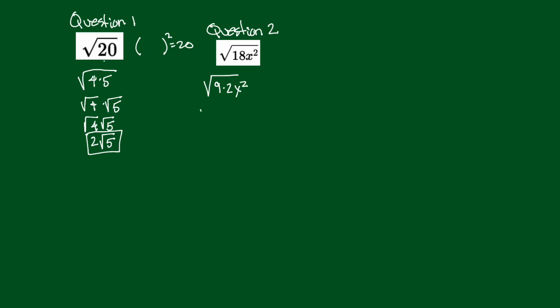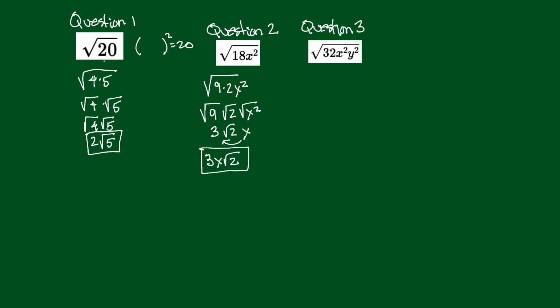And then if I break it all apart, I'll get the square root of 9, square root of 2, square root of x squared, and then I'll get a 3, square root of 2, and an x, because we're assuming all variables are positive. So I'm just going to write it like this, 3x square root of 2. Now you probably don't need to do all that. If you can see it right from the beginning, you can just go from here right to here.